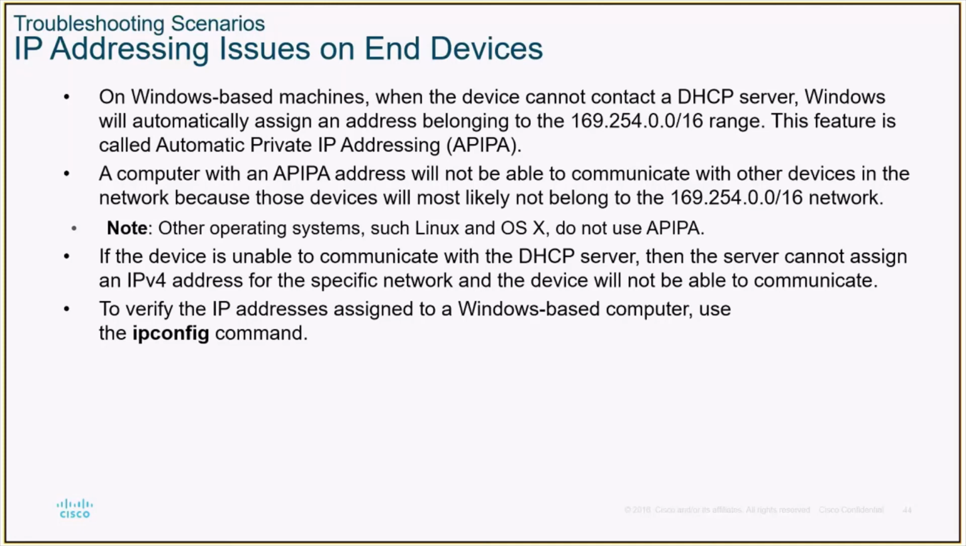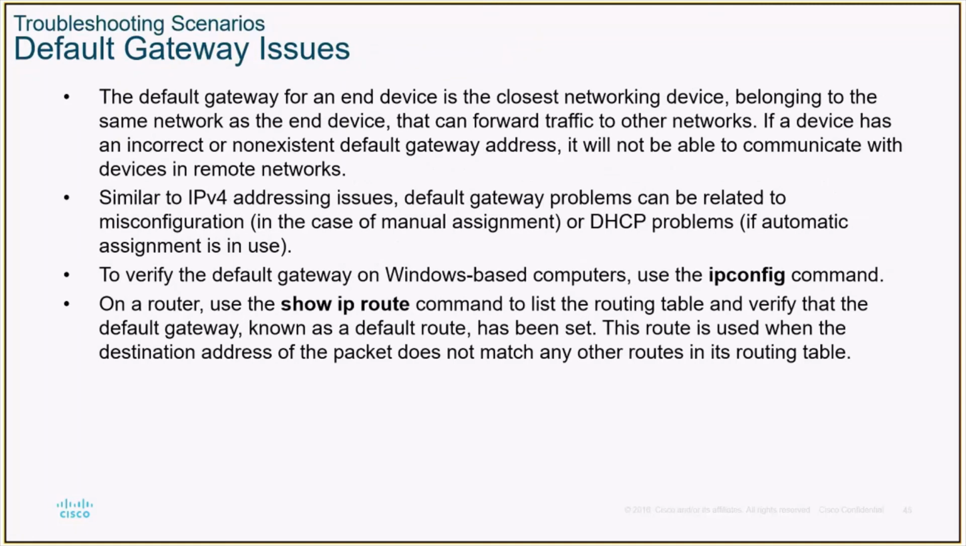If the device is unable to communicate with the DHCP server, then the server cannot assign an IPv4 address to the specific network in the device and it will not be able to communicate. To verify the IP addresses on Windows, of course, you use the ipconfig command. So 169.254, that is a big red flag saying, oops, something went wrong.